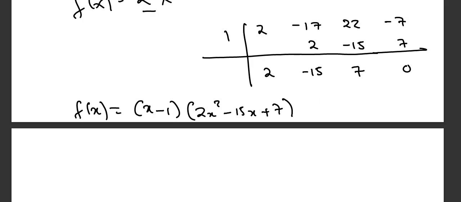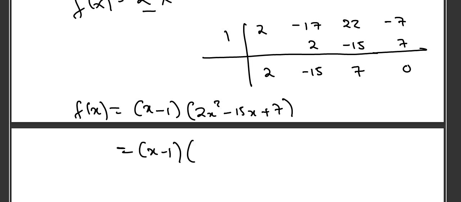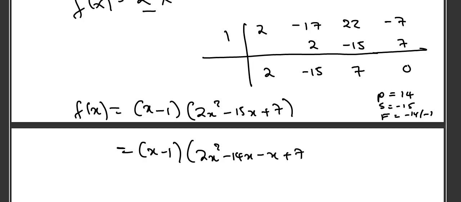Yeah, so this is what we have first stage. The second stage, you know how to break down a quadratic, right? This here is simply going to be the same as what? The product there is 14. And the sum is negative 15. So what factors can we use? We can use negative 14 and negative 1, right? So we can just say minus 14x, then minus x plus 7.